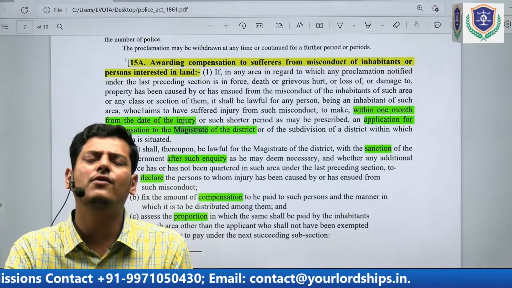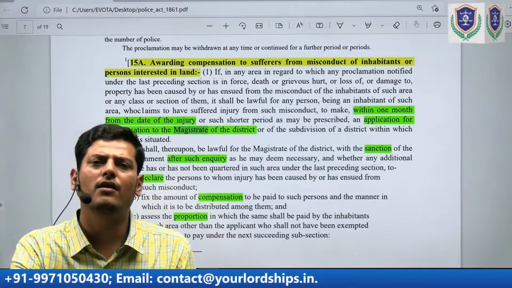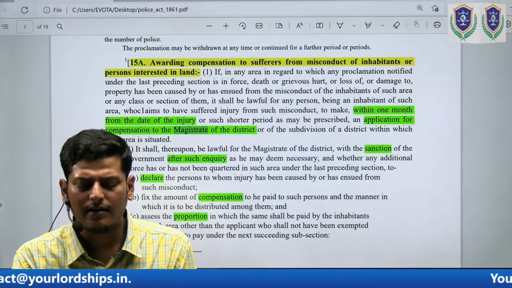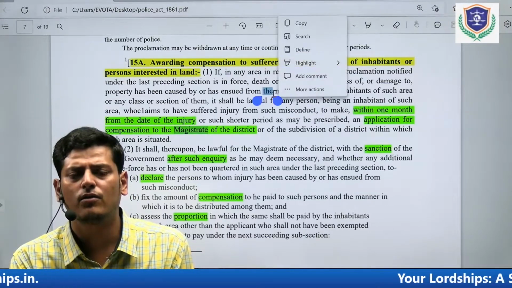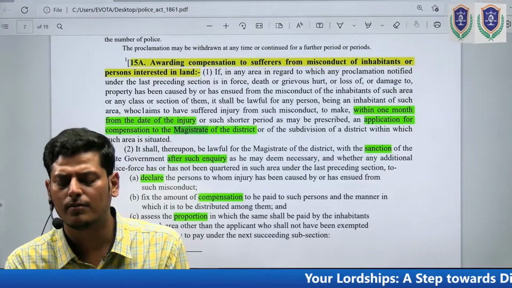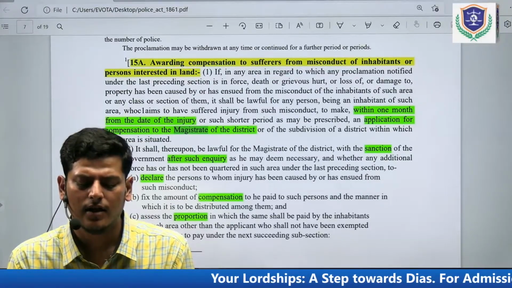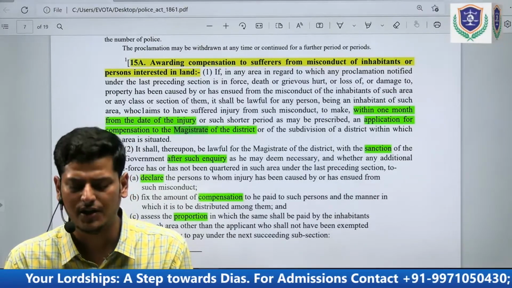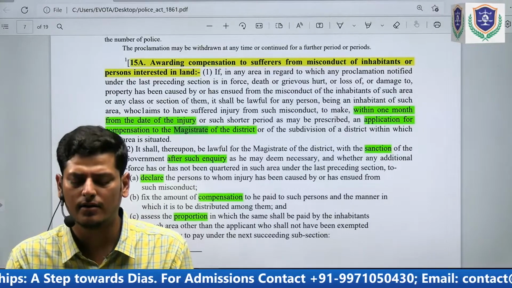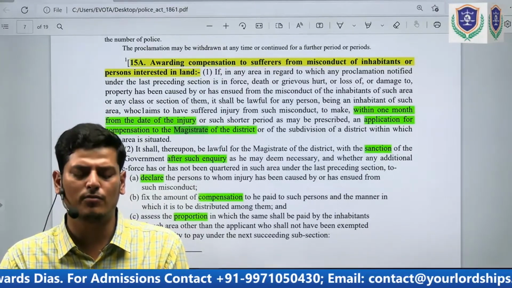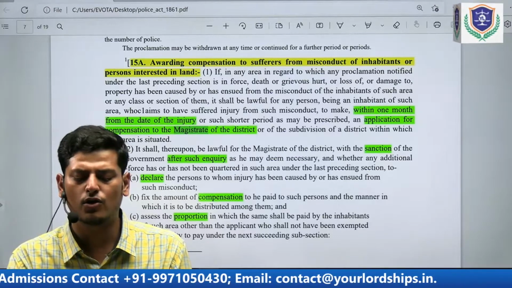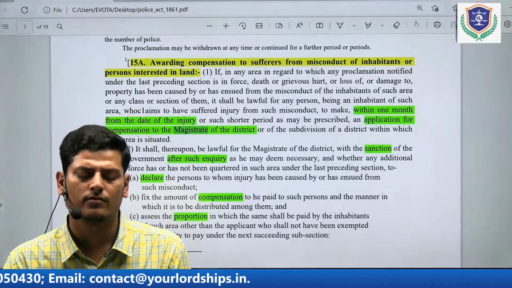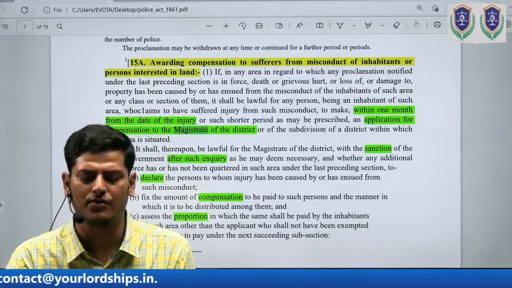in that area, if any person has suffered a loss of body or of the property, then this loss has been caused due to what conduct? Due to the misconduct of the inhabitants of that area. Then it shall be lawful for any person being an inhabitant of such area who claims to have suffered any injury or loss from such misconduct to make, within 1 month from the date of such injury or such shorter period as may be prescribed, an application for compensation. Before whom? Before the magistrate of that district.